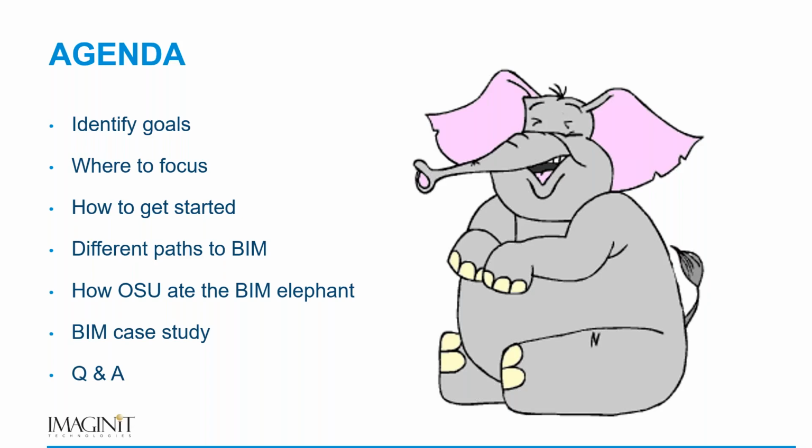Eichenseer and I are going to talk a little bit about different ways to approach BIM and how to get started. And then we're going to hand things off to Joe Porostosky, who's going to talk about how OSU went on their BIM journey. And then we're going to leave a lot of time for questions and answers.